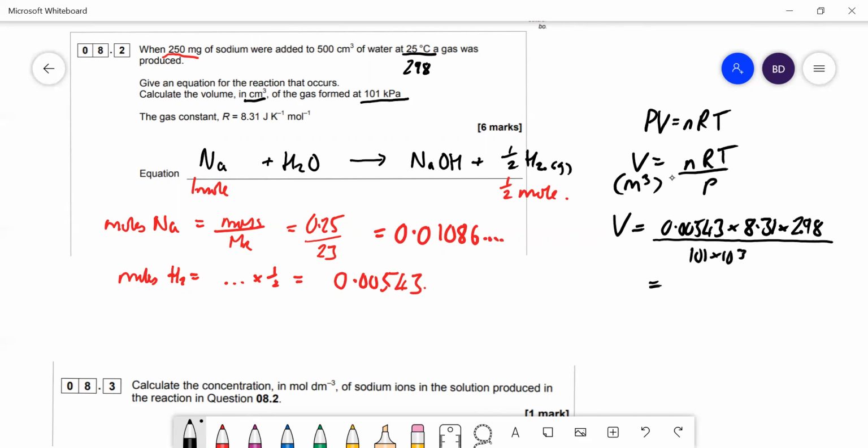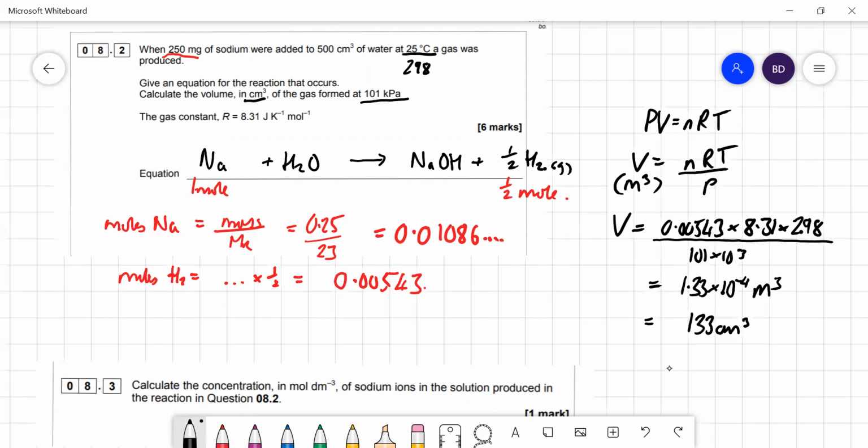Okay, so put that into the calculator, and we get 1.33 times 10 to the minus 4 meters cubed. And there's always a confusion: how many centimeters cubed in meters cubed? It's a million. So multiplied by a million. It's not 1,000. It's 133 centimeters cubed to 3 sig figs. So really, with ideal gas, you can't go wrong if you don't get confused with the units.